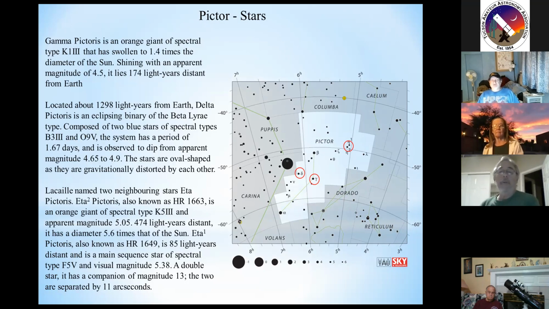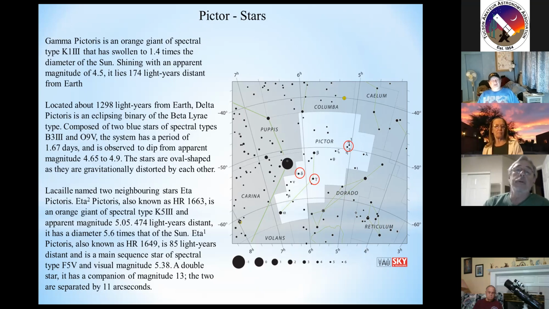It has a period of 1.67 days, and it dips from apparent magnitude 4.65 down to 4.9. And the stars are so close together that they're oval shaped. They are gravitationally distorting each other. So that's a very interesting system.